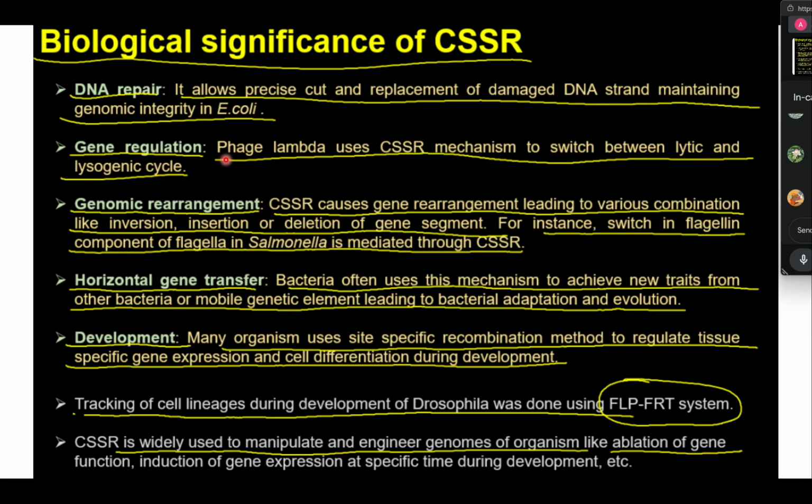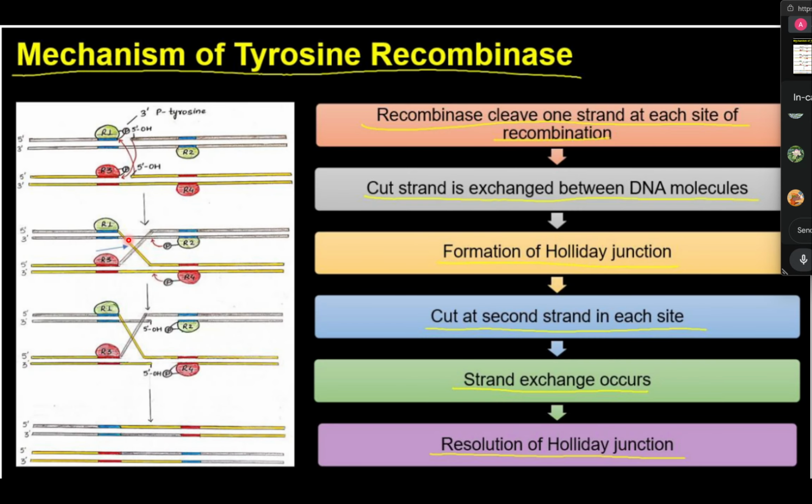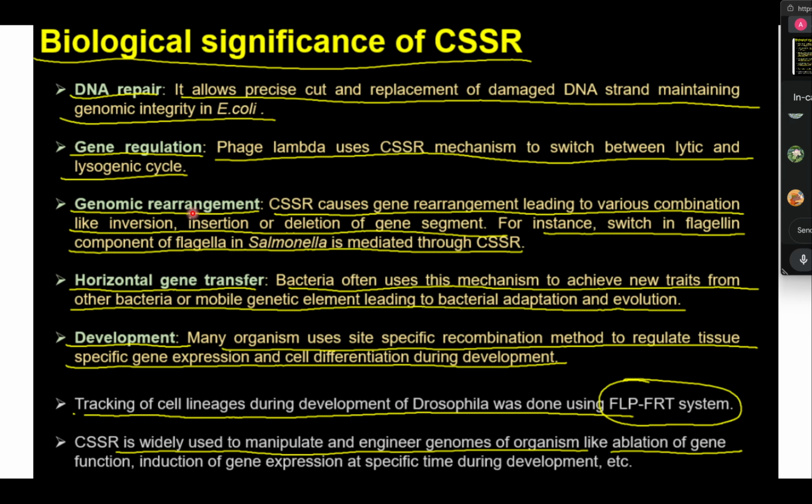So once you cut and paste the strands on other ends, it can also give rise to different proteins being activated or inactivated because obviously you're changing the genomic sequence. Genomic rearrangement: CSSR causes gene rearrangement leading to various combinations such as inversion, insertion, or deletion of gene segments. For instance, switch in flagellin component of flagella in Salmonella is mediated through CSSR. Horizontal gene transfer: bacteria often use this mechanism to acquire new traits from other bacteria or mobile genetic elements, leading to bacterial adaptation and evolution.